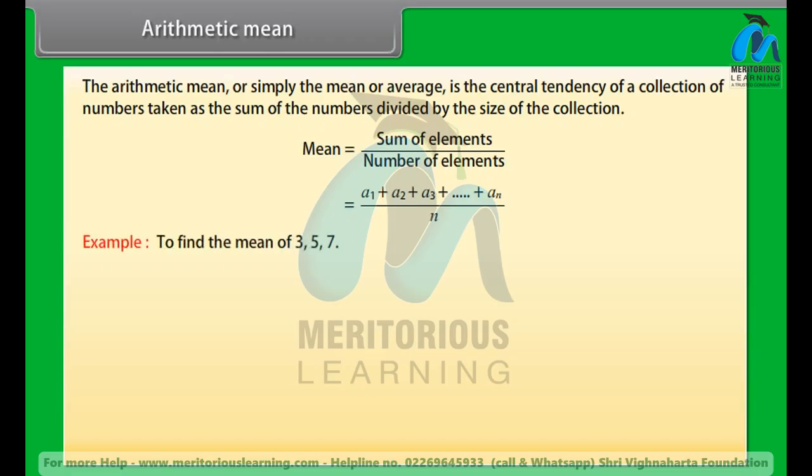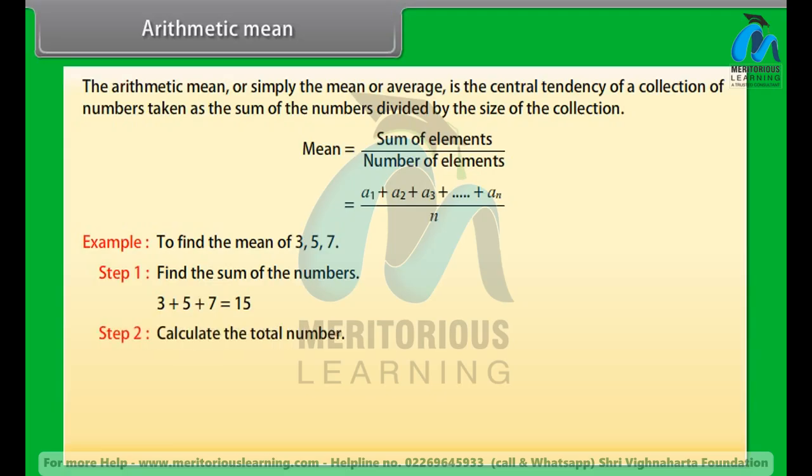Example. To find the mean of 3, 5 and 7. Step 1. Find the sum of the numbers, that is 3 plus 5 plus 7 is equal to 15. Step 2. Calculate the total number. There are 3 numbers. Step 3. Finding mean. 15 by 3 is equal to 5.